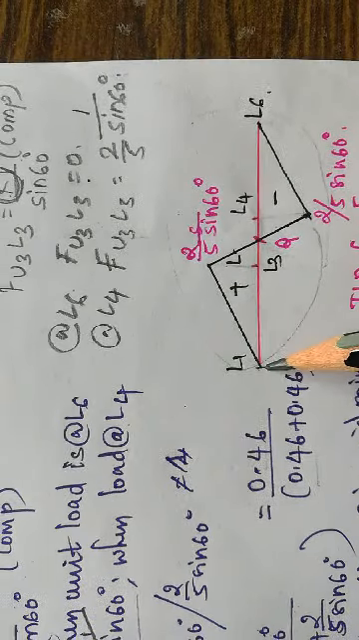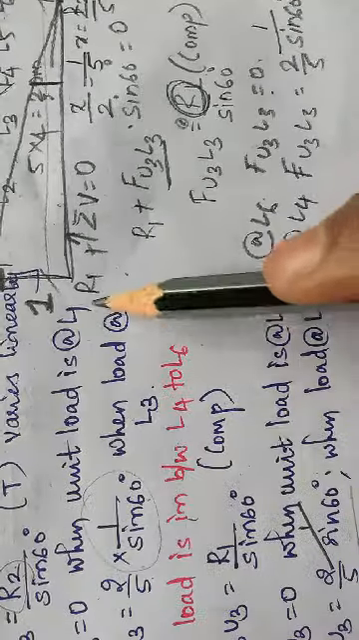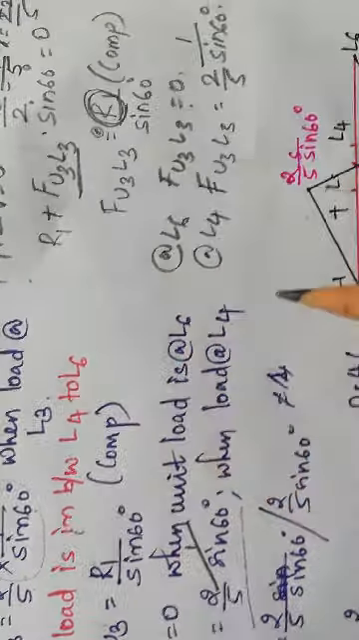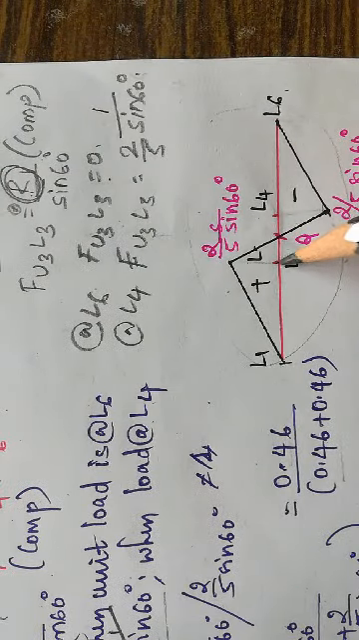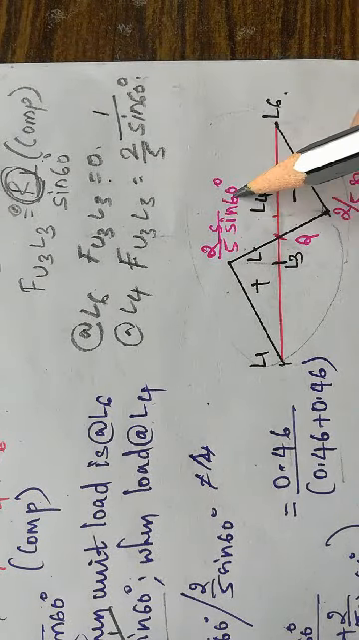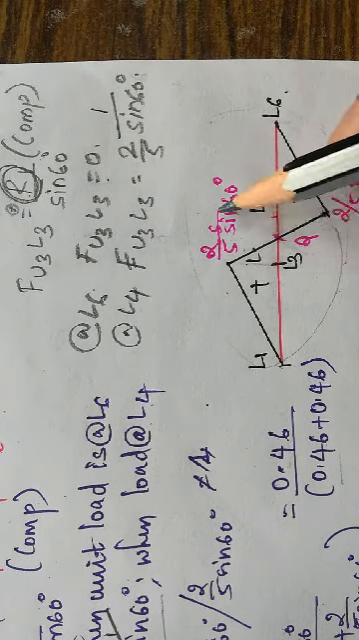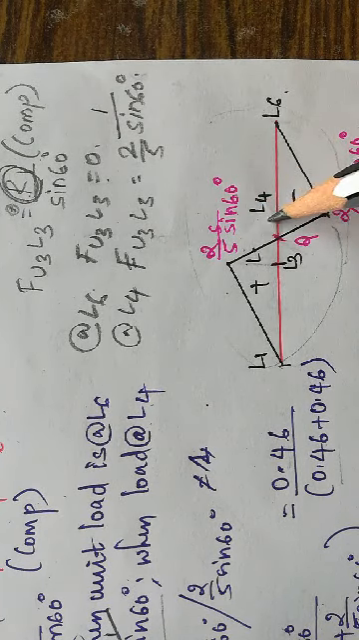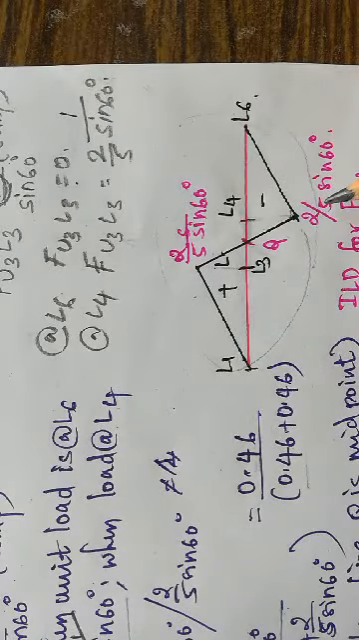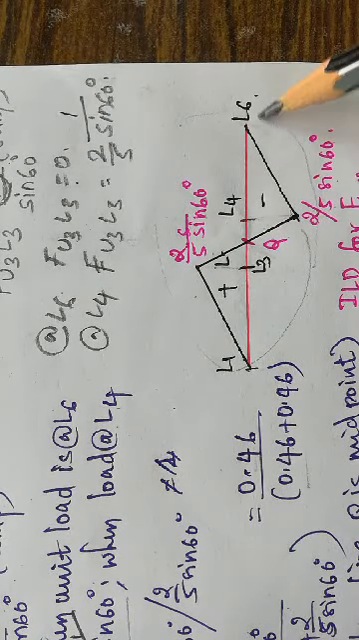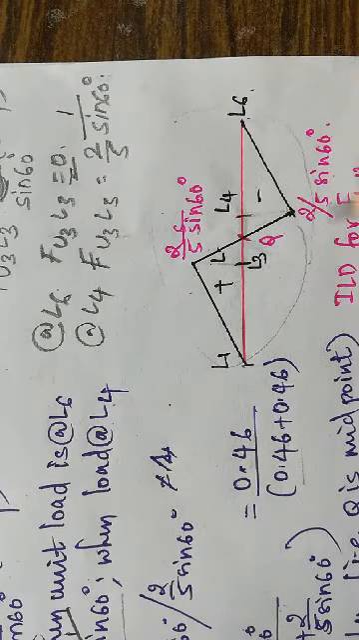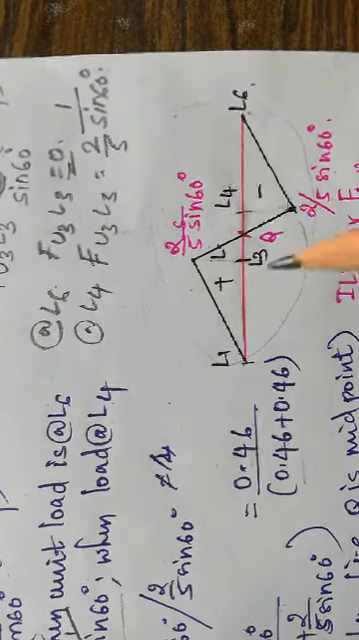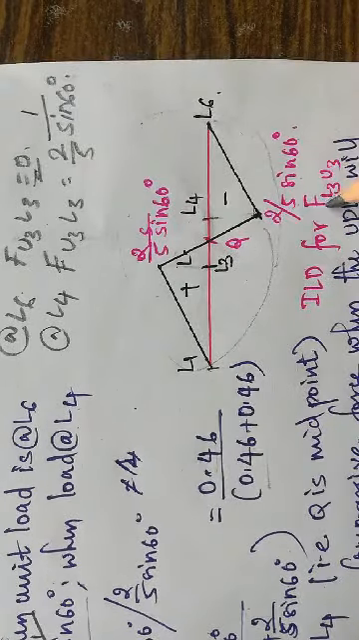When it was at L1, the ordinate was 0. When it is at L3, it is 2 by 5 times 1 divided by sine 60. When it is at L4, it is 2 divided by 5 sine 60. And at L6, it is again equal to 0. Now we have got the influence line diagram. This is the influence line diagram.